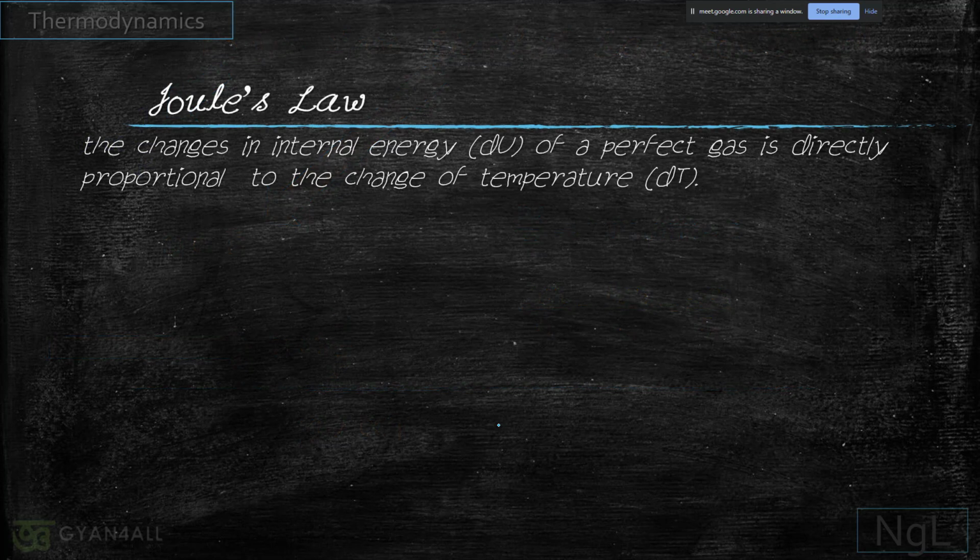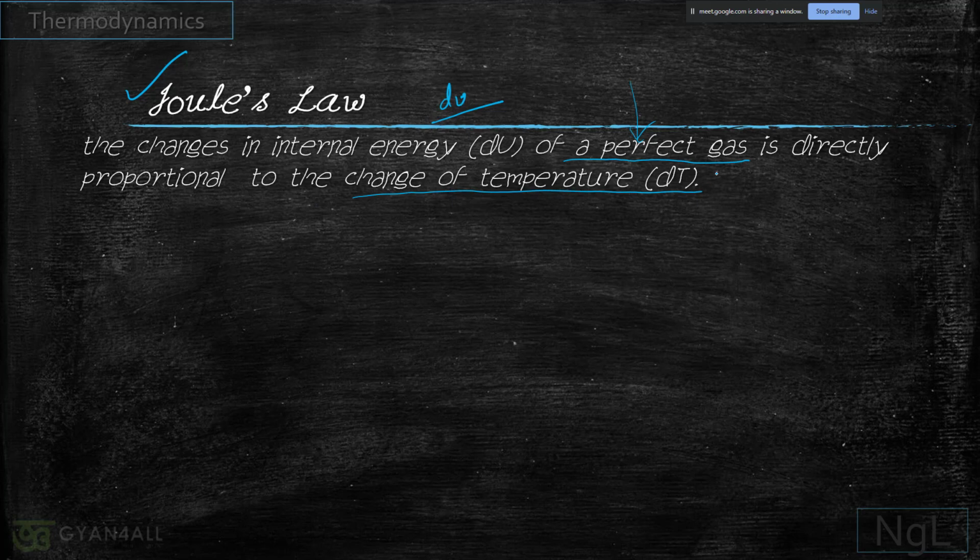Now, there is another very important law in thermodynamics, that is the Joule's law. So this law says that the change in internal energy dU of, for any gas law, it should be a perfect gas. You always write, you don't say simply this. You have to mention for a perfect gas. Sometimes we may not mention it as a perfect gas, but we mean that these gas laws are only for perfect gas or ideal gas. So the change in internal energy dU of a perfect gas is directly proportional to change of temperature dT.